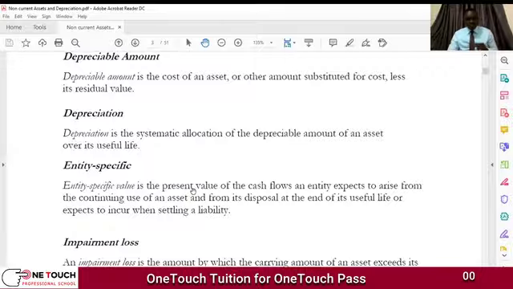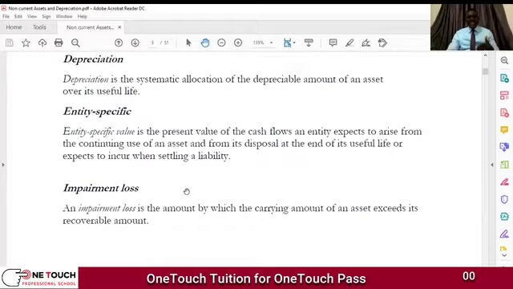Good. You have terms like entity-specific value. When we talk about entity-specific value, we are saying that it's the present value of the cash flows an entity expects to arise from the continued use of an asset and from its disposal at the end of its useful life, or expects to incur when settling a liability.